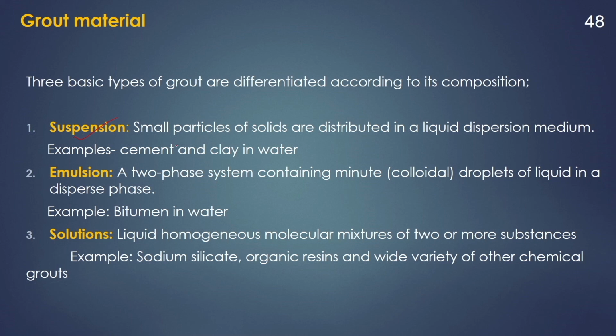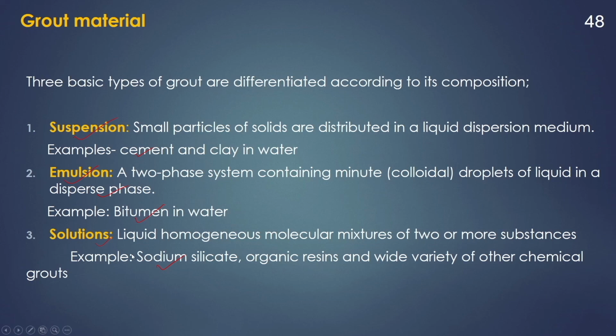In suspension grouting, small particles of solids are distributed in a liquid dispersion medium. An example is cement and clay in water. In emulsion grouting material, a two-phase system containing minute colloidal particles of liquid in a dispersed phase is used as a grout material. An example is bitumen in water. In solution grouting, a liquid homogeneous molecular mixture of two or more substances can be used as a grout material. Examples are sodium silicate and organic resin.